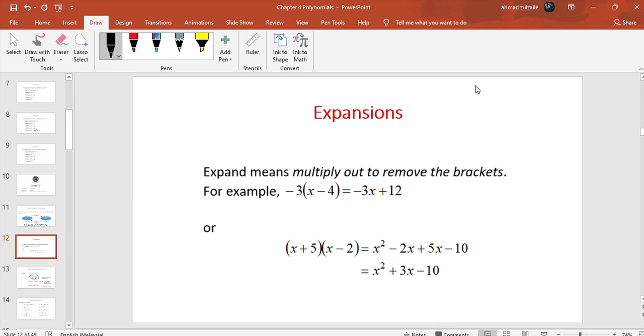Or when you expand a product of terms, meaning you remove the brackets, you multiply term by term. Number one, you multiply x with x. Number two, you multiply x and negative 2, so you have negative 2x. The third one, you multiply 5 and x. And the last one, you multiply 5 with negative 2, then you have negative 10. And then I believe term number 2 and term number 3 you can simplify further until you have positive 3x.